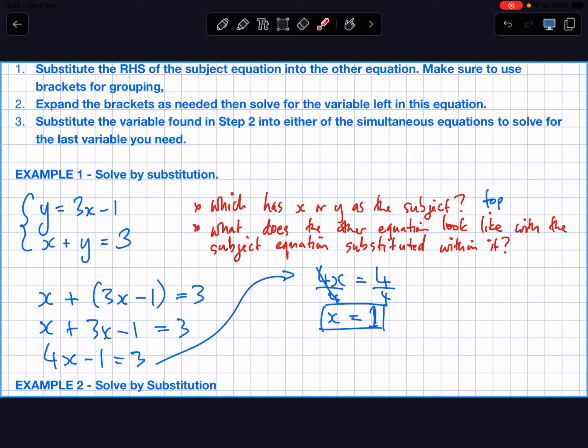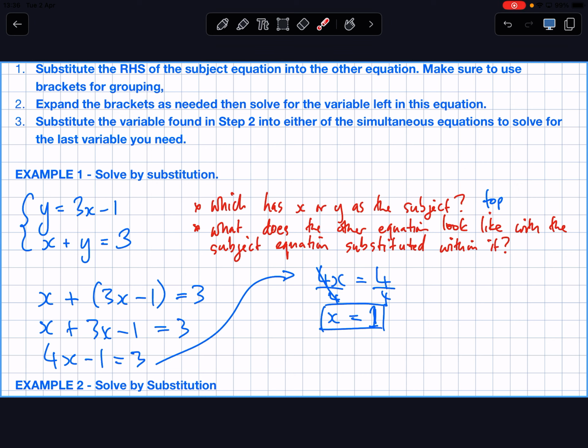Right? I need to find what y equals. I only know what x is equal to. So what does step 3 say? Substitute the variable found in step 2, which is this, into either of the simultaneous equations to solve for the last variable you need. You can plug this into any of these two. But I suggest you choose the easier looking one. Which is the easier looking one here? The top or the bottom?